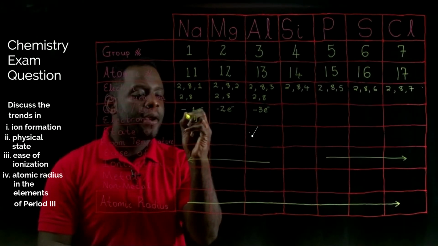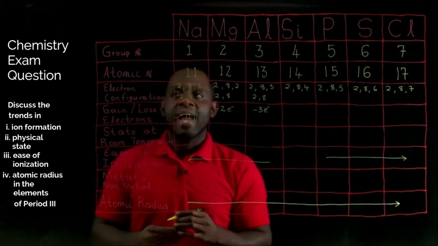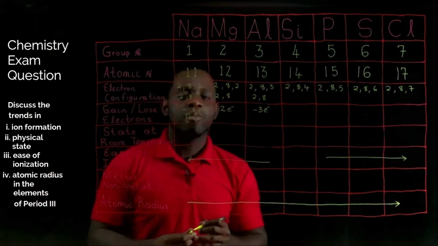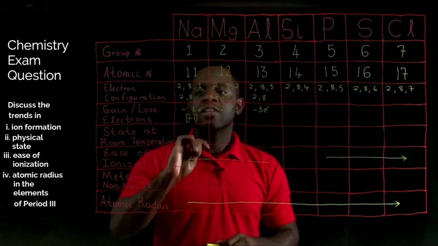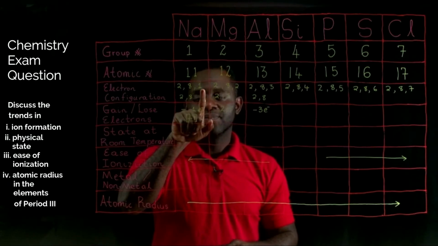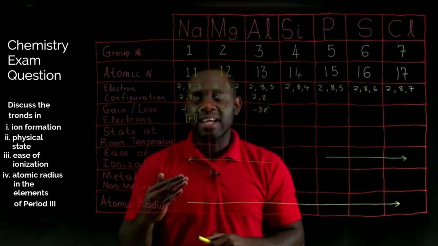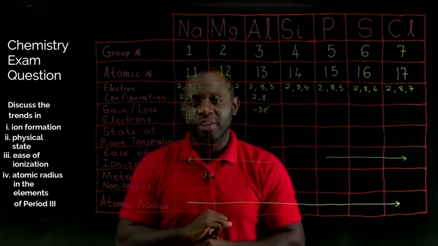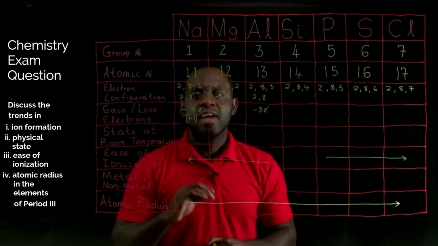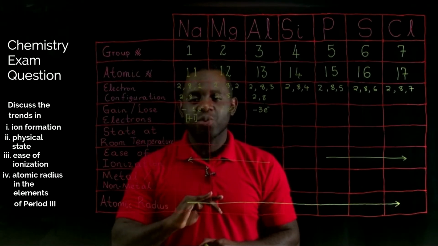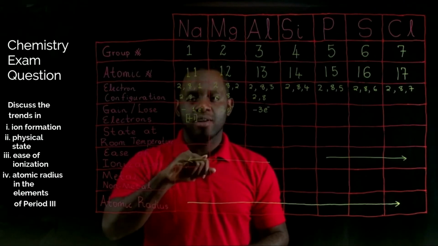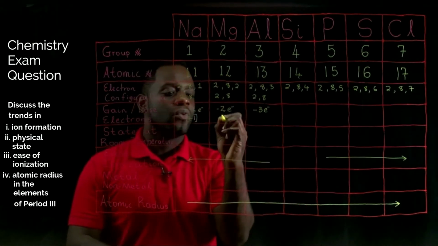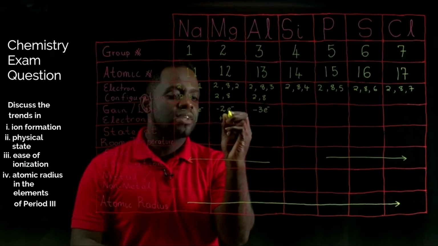How do we know this? Because sodium has 11 protons which are positively charged, and it lost 1 electron, which means it has 10 electrons. So with 10 electrons which are negatively charged and 11 protons which are positively charged, it has an overall charge of +1. Magnesium will form ions with a +2 charge, right?